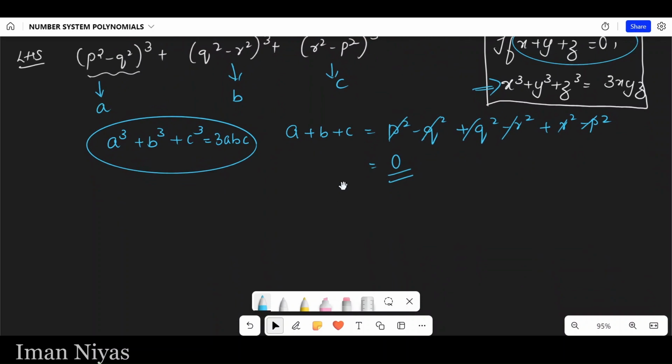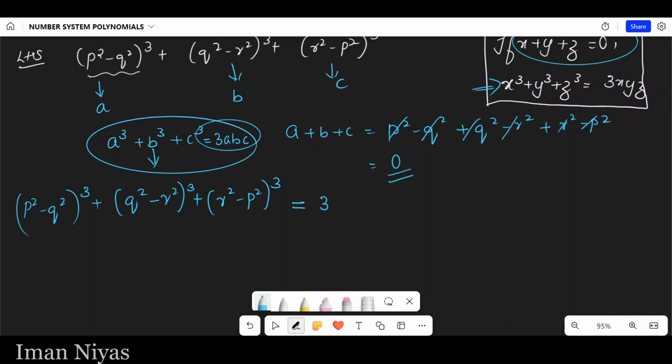So let's start doing that. What is a over here? a is p square minus q square. So now we are going to write what is a. a is (p square minus q square) the whole cube plus b is (q square minus r square) the whole cube plus c is (r square minus p square) the whole cube. This is equal to 3 into abc. 3 multiplied with a, which is p square minus q square, b is q square minus r square, and c is r square minus p square, right?